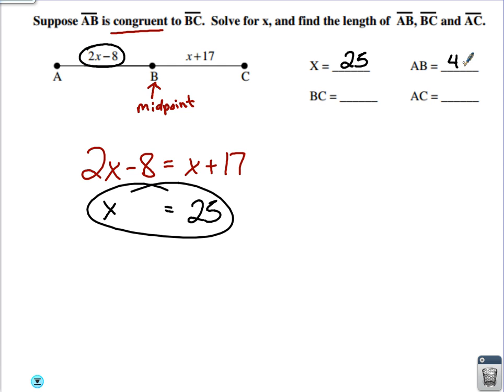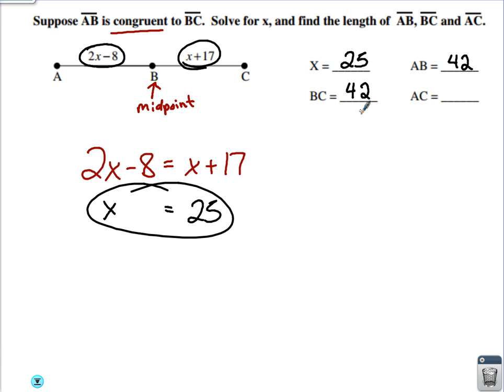40, what? Good. And if I'm right, let's see. 25 plus 17, anybody got that done yet? 42, it better be, right? That's the only x value that when you plug it in, makes those two sides equal.